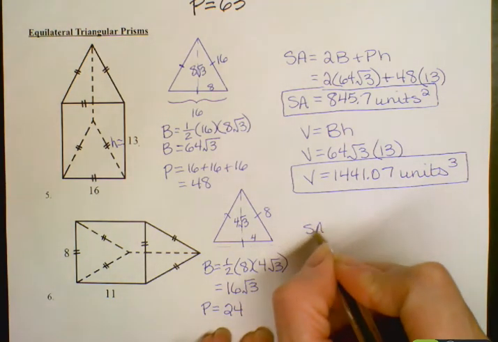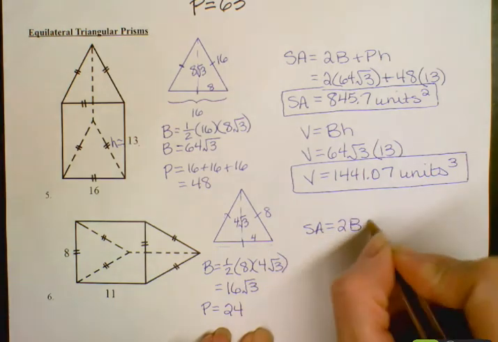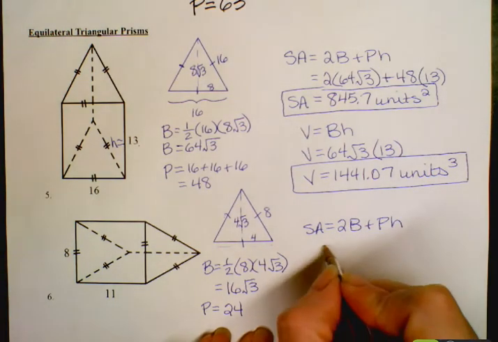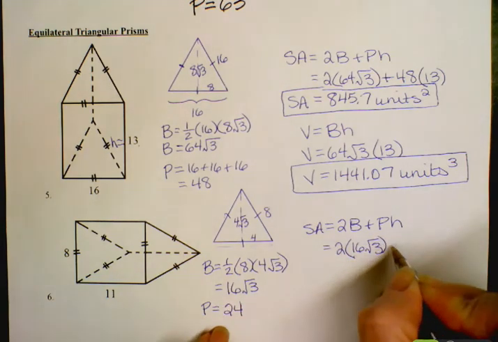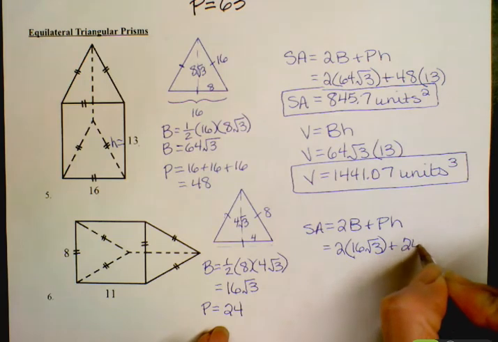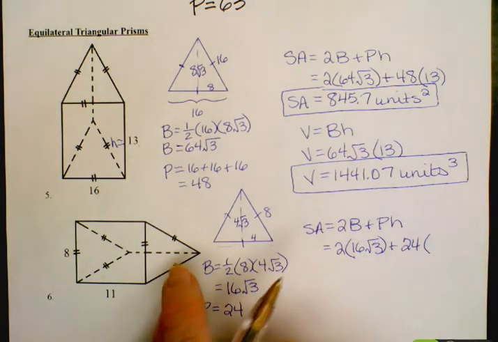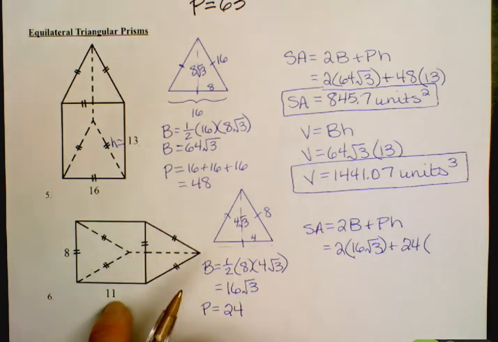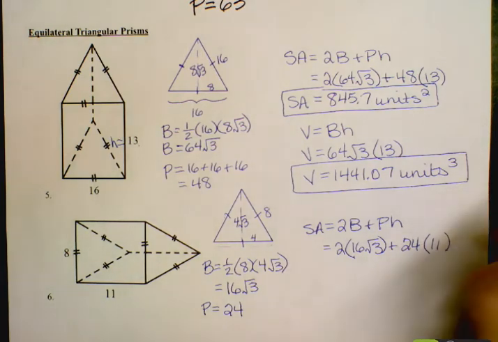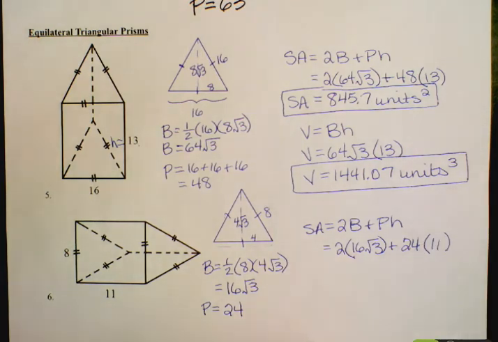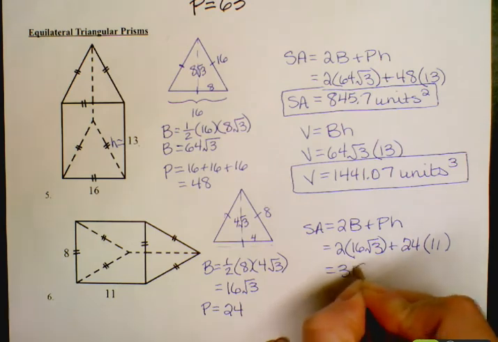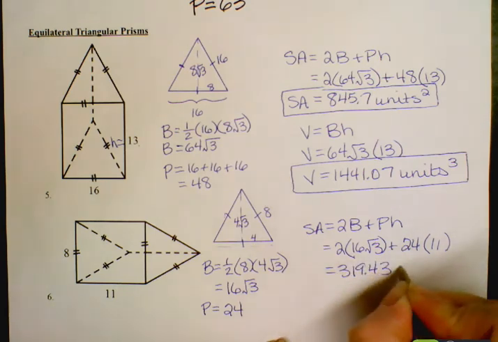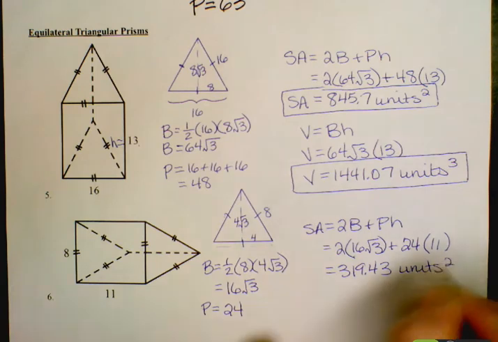For the surface area, 2 capital B plus capital PH. 2 times 16 root 3 plus 24 times the height of the solid. The height of the solid is the distance between the triangles, 11. 2 times 16 square root 3, remember to close your parenthesis. 319.43 units squared for that surface area.